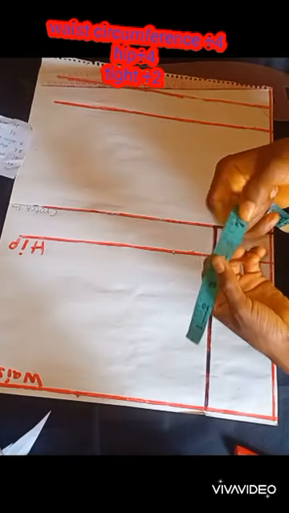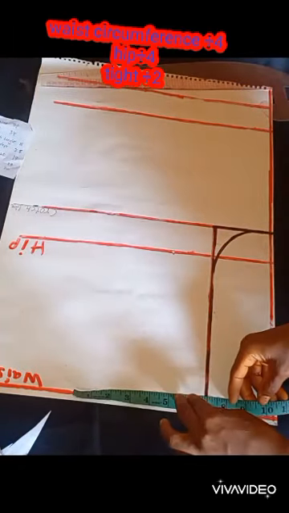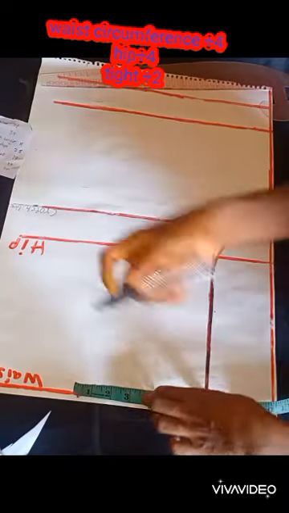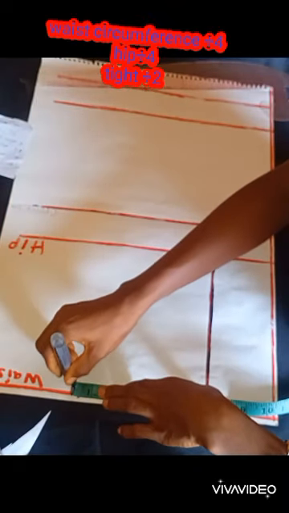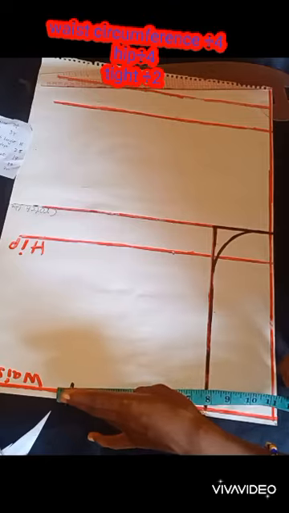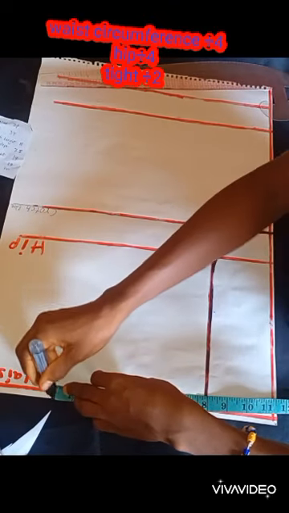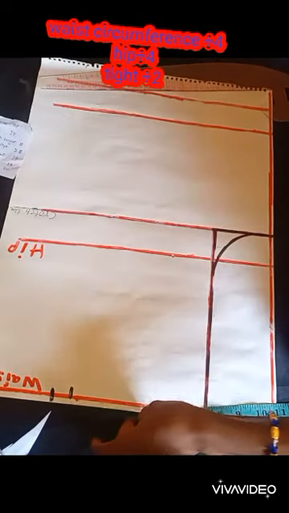So next, you will be dividing your waist circumference by 4. I divided mine and I got 7 inches. I marked it, as you can see, and also added 1 inch allowance there.